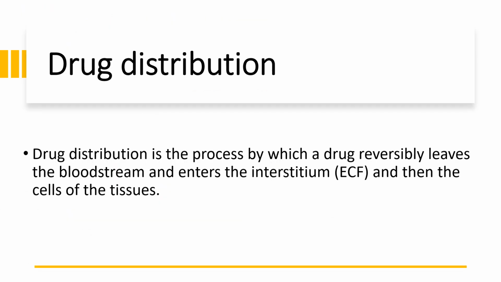The next process in pharmacokinetics after drug absorption is drug distribution. Once the drug is absorbed, it has to be distributed. That is the process by which a drug reversibly leaves the blood circulation and then enters the interstitium and then the cells of the tissues.